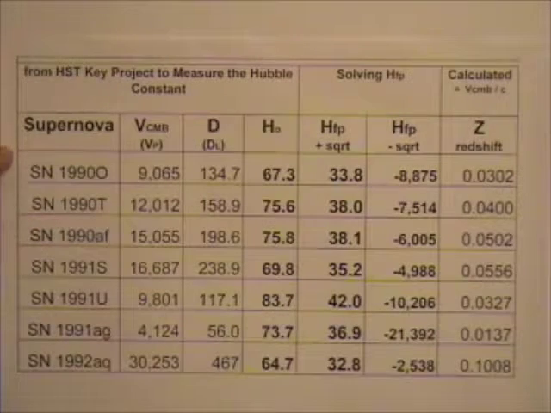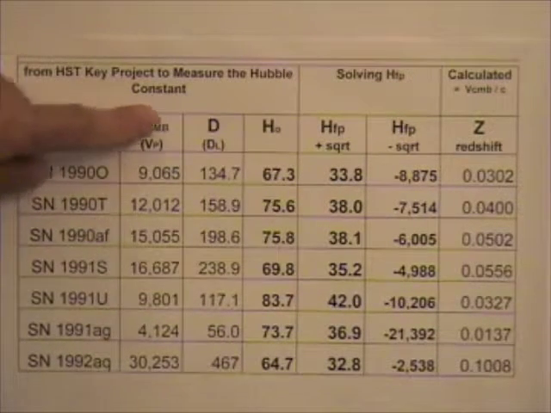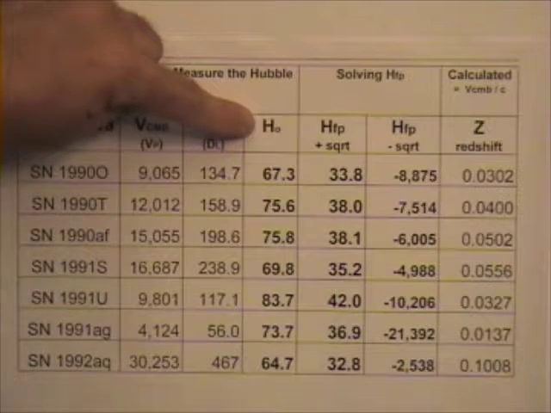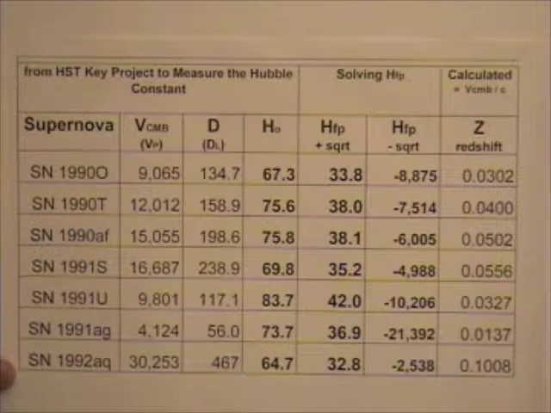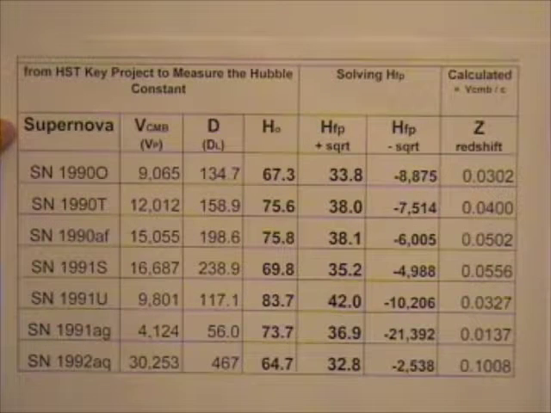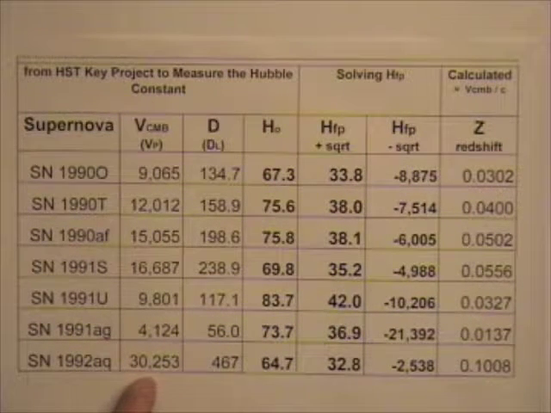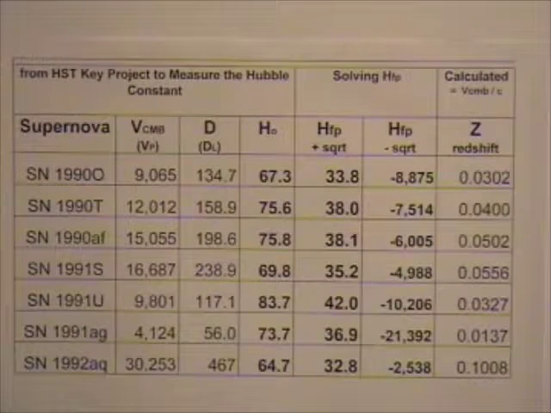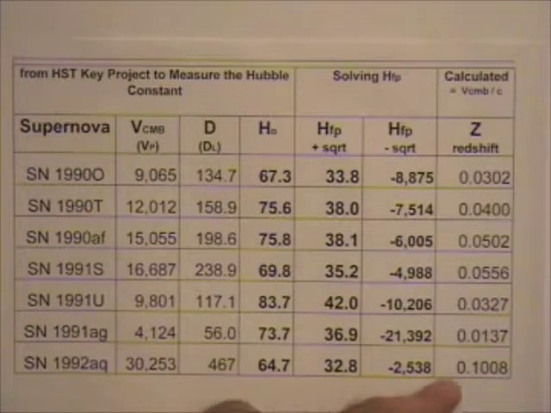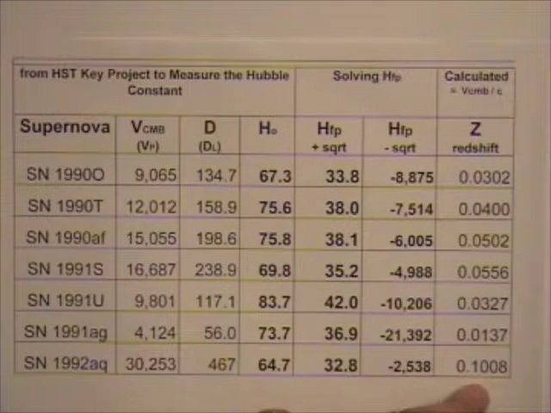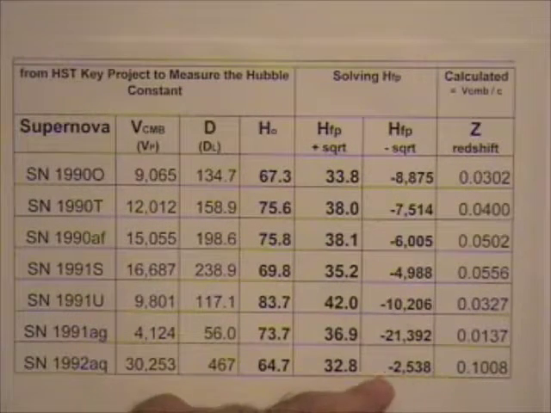And they give the data for the supernova with the velocity, the distance, and their calculated Hubble constant for each supernova. In order to do my calculation, I had to calculate the redshift for each supernova because they didn't give it in their final report, and I didn't want to go digging for the data. So that's simply the velocity divided by the speed of light. Then, using the distance and the redshift in the quadratic equation, we solve for the Hubble constant.